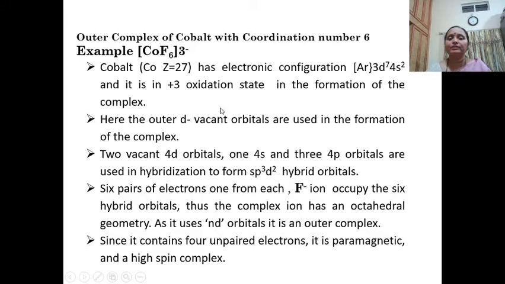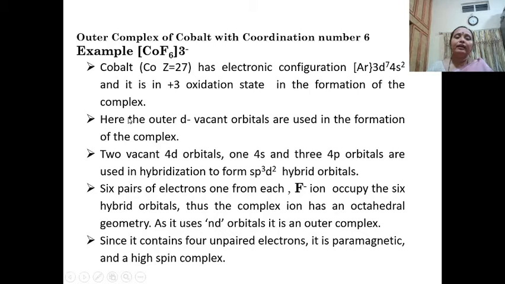Coming to the outer complex of cobalt with coordination number 6. Cobalt with atomic number 27 will have argon 3d7 4s2 as its electronic configuration. In the formation of the hexafluorocobaltate(III) complex, cobalt is present in the +3 oxidation state. So even in the formation of this complex, cobalt is present in the +3 oxidation state. But during hybridization, it is not using the inner d orbitals. It uses the outer d orbitals for hybridization. So it will be called an outer orbital complex.